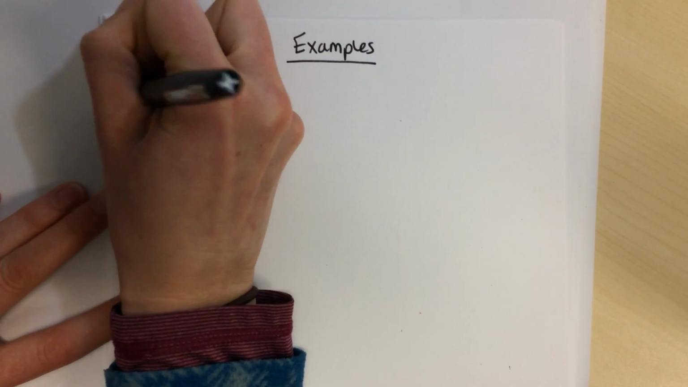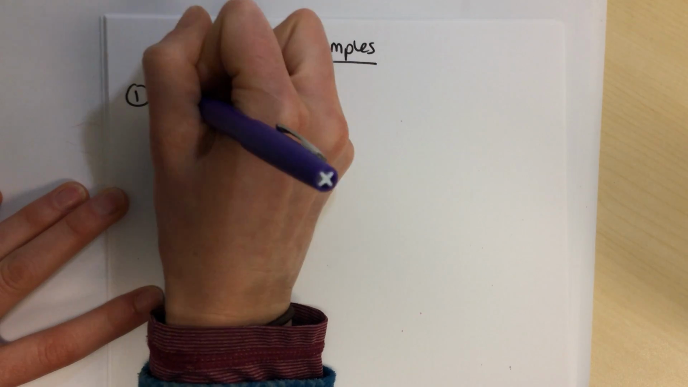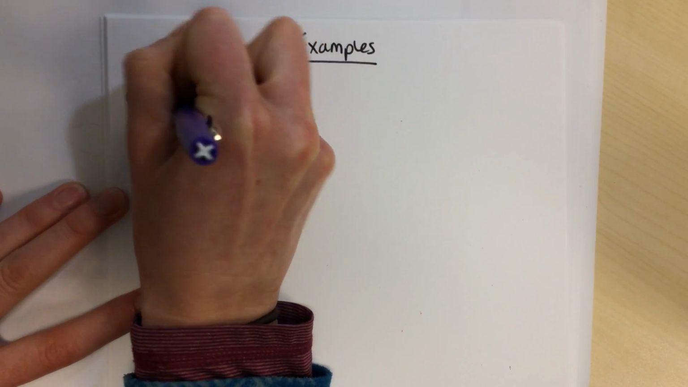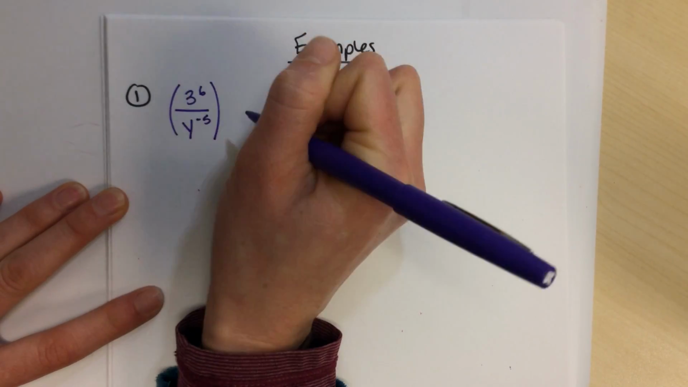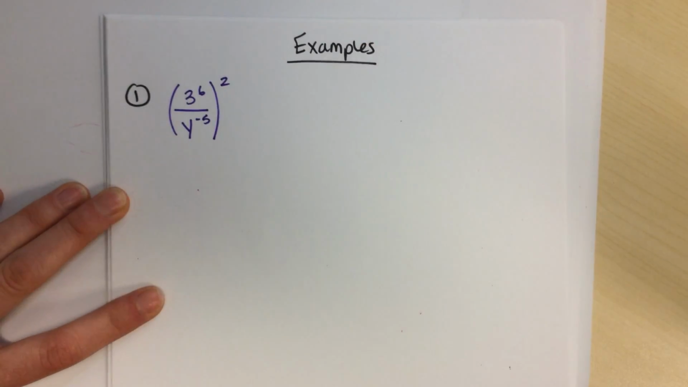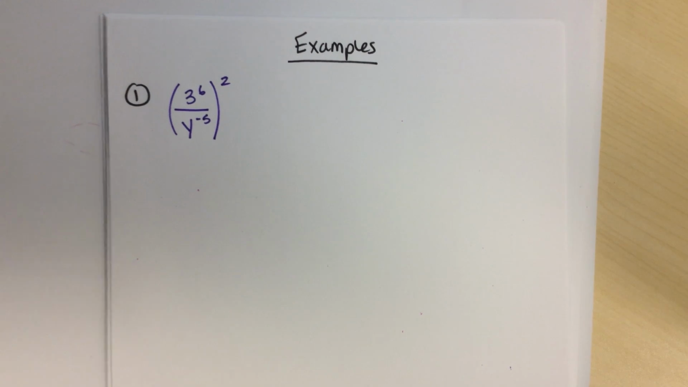Okay, examples. So we're going to start with the first example here from Khan Academy. We've got 3 to the 6th over y to the negative 5th, and all raised to the second power. Now, we just did an example like this, so that's pretty awesome. If you want to pause the video and try it yourself, that'd be cool too.